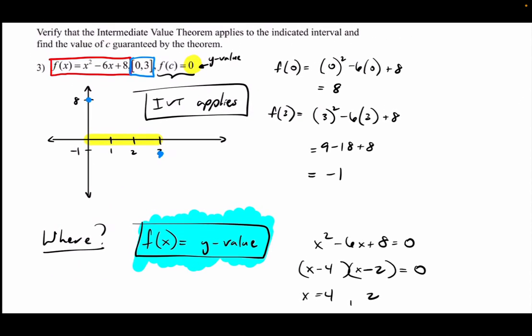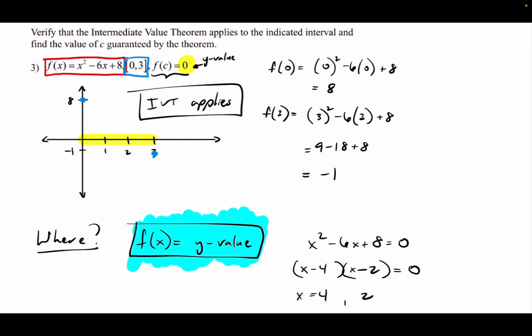But isn't 2 the only one that we can actually test out? Exactly. 2 is going to be the only one that we will accept. Why will we not accept 4? Because it's outside the interval. There you go. I only care about 0 to 3. I could care less what happens after 3 or before 0. So what is the value of C? 2. C equals 2.